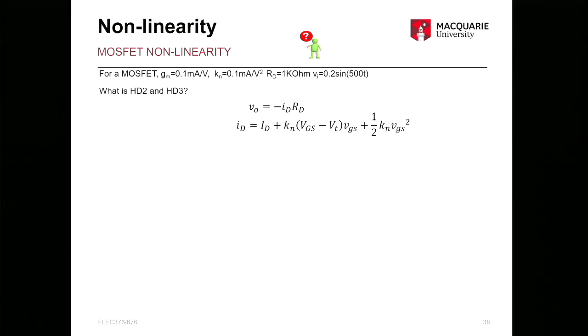The MOSFET, gm is given, Kn is given. Sometimes you may not be given the gm or Kn. Maybe you're given the VGS and VT, but if you know one, you can find the other, right? The drain resistance is given. The input is 0.2 sine 500t. What is HD2 and HD3? How do you find it?